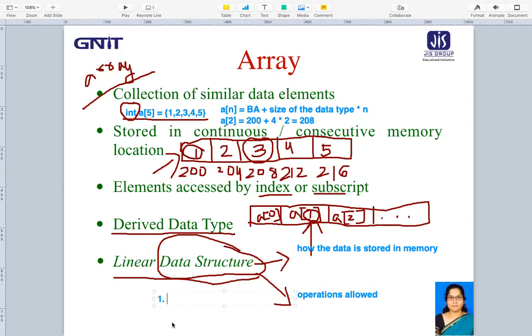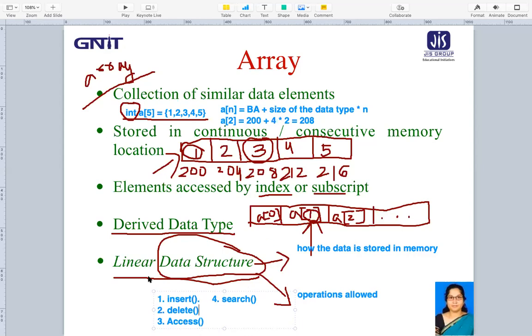So one, it can be insert, so we can add elements to this array. Two, we can delete elements from this array. We can delete any element. Third one is access. We can access any of these elements. Then fourth one is we can search for any element in this array. Then fifth one, we can sort elements and so on. So there are different kinds of operations which can be performed on this array.